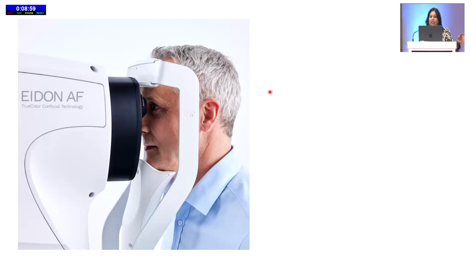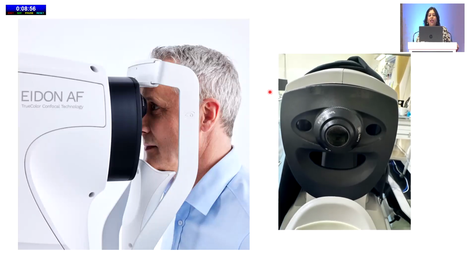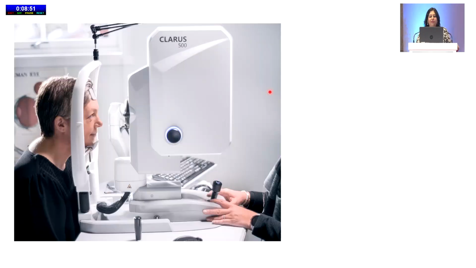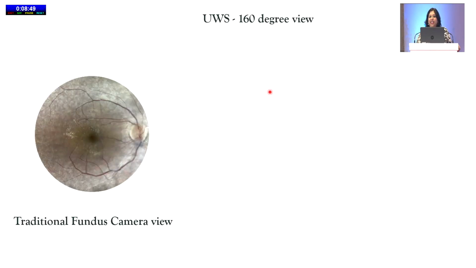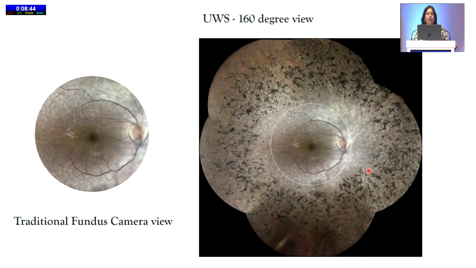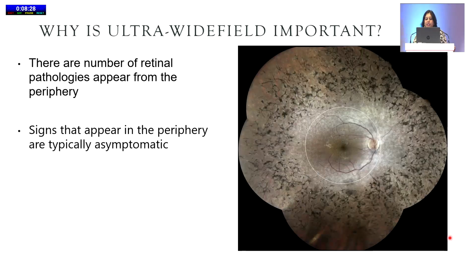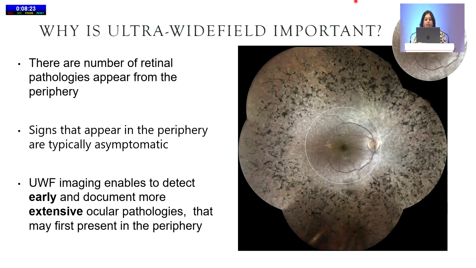This is the image that you'd often see your orthoptist capture, but this is what the patient sees, quite a clown face. But don't be fooled. Instead of just seeing a traditional fundus camera view, we are seeing the whole wide field. This is how far we've come from the initial evolution from 1851, when ophthalmoscopes were first found. So it's important to have these to be able to pick up asymptomatic pathology in the periphery.